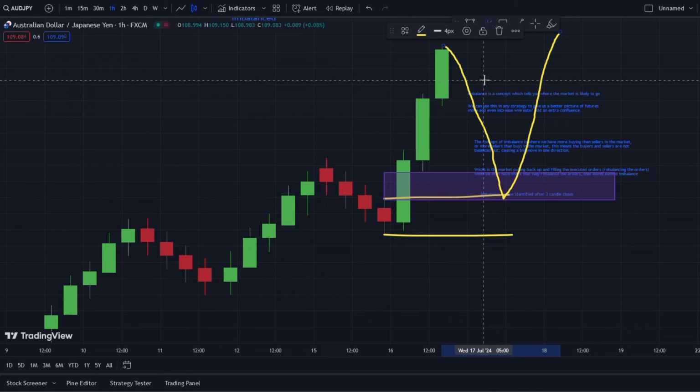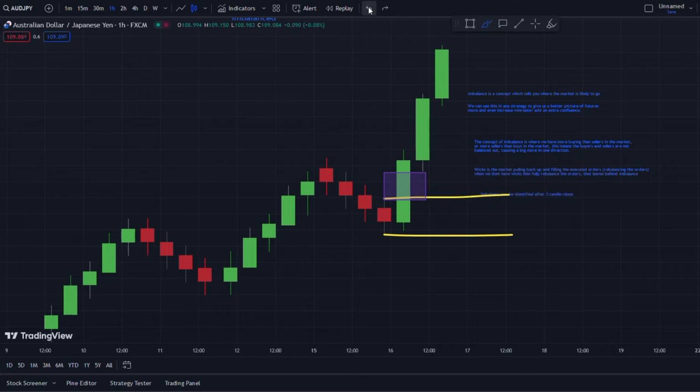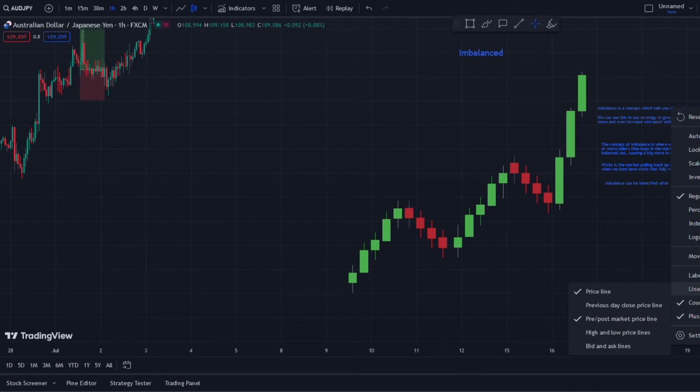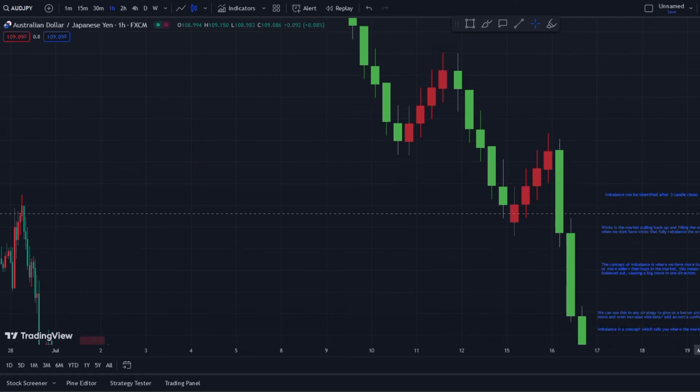So that is essentially how I trade imbalance. Now you could trade imbalance in a completely different way. You could just connect it to your strategy, but that is my entire strategy, and that's how I use imbalance with my strategy. And I'm going to flip the chart just to show you an example in the sell.